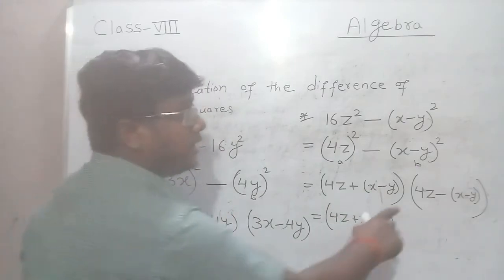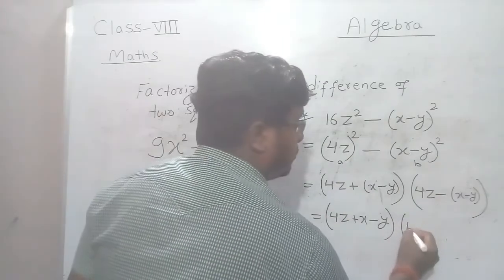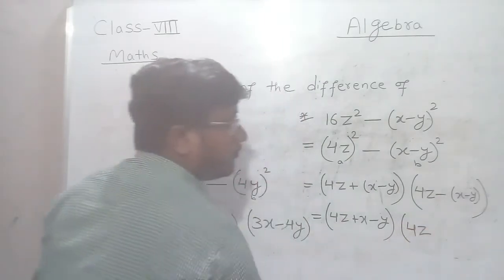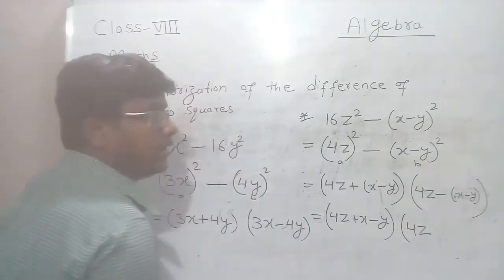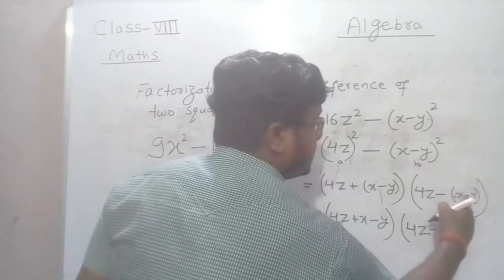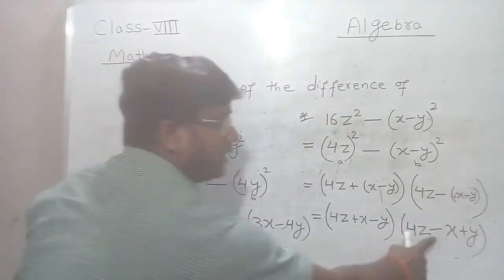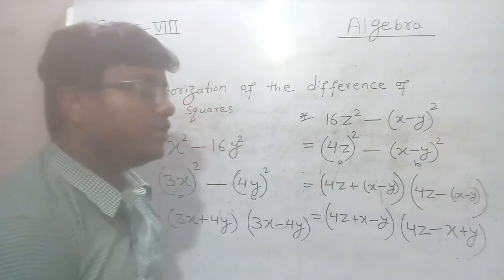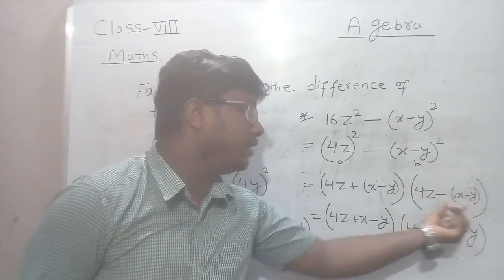But if there is a minus sign, for example 4z minus, into plus, here is the plus sign, what will we get here? Minus x minus into minus plus y. Due to this negative sign, the sign changes here. Okay, so there might be chances of making a mistake, so I have used brackets here.